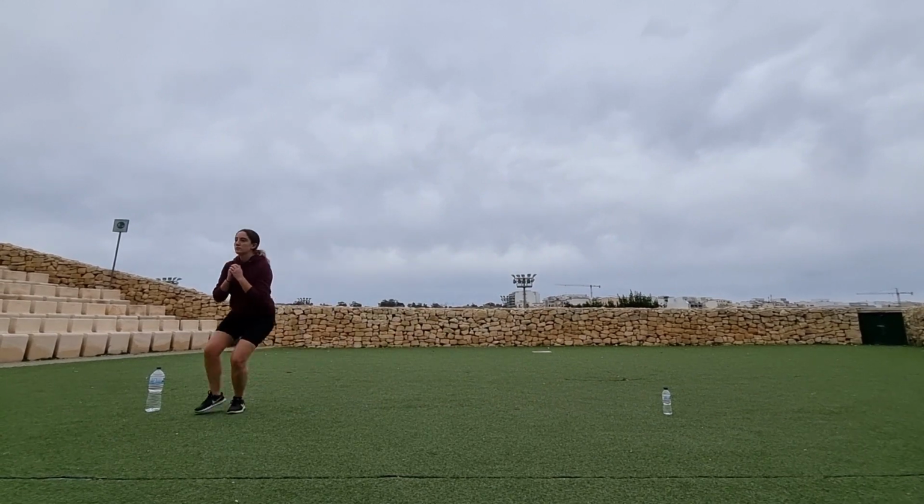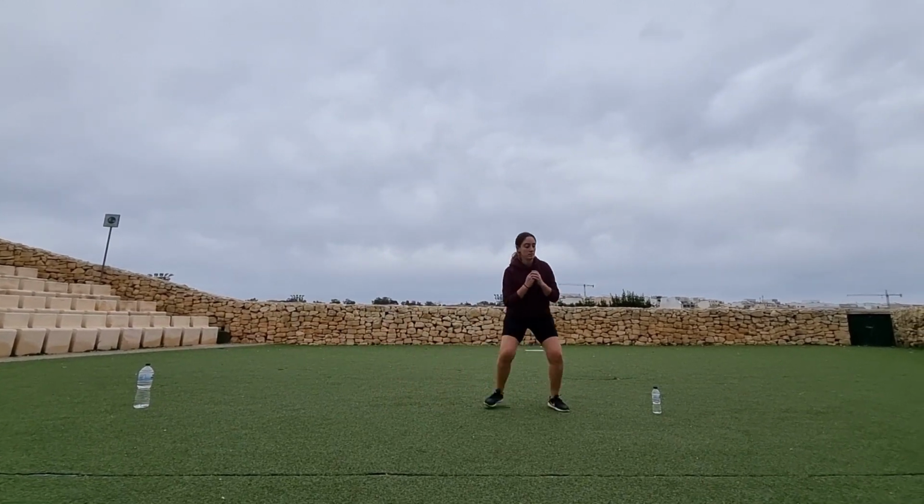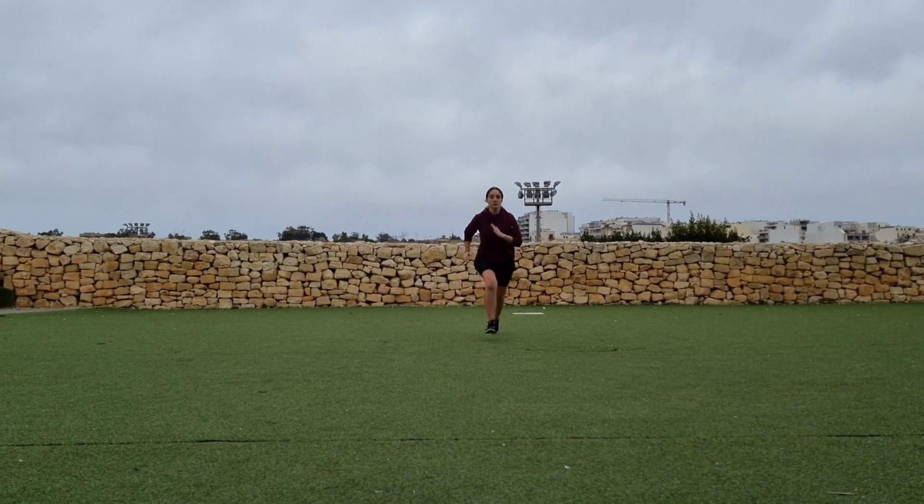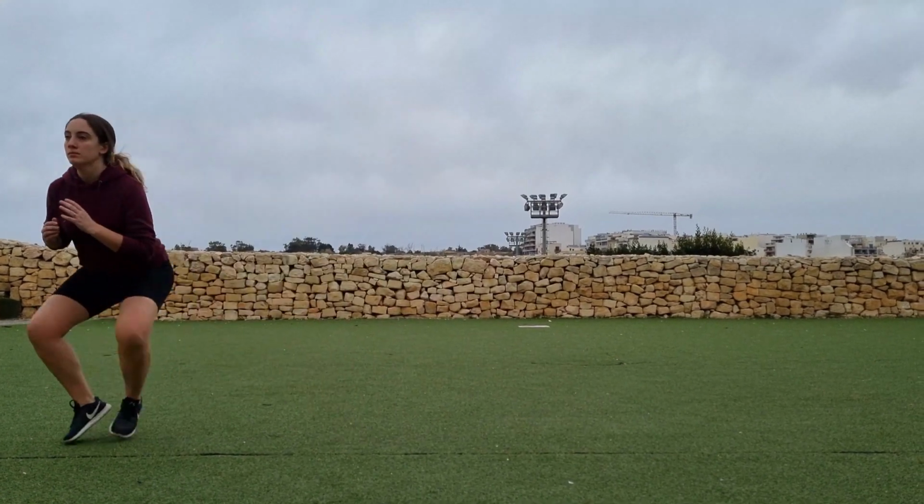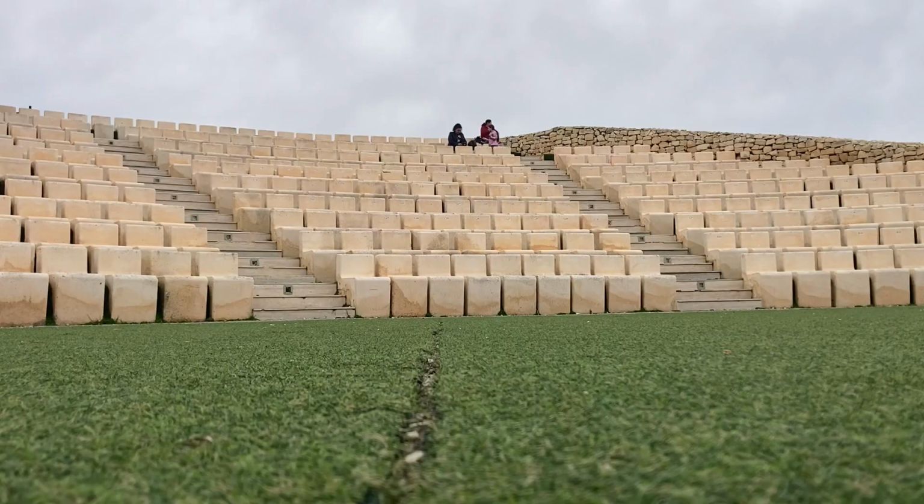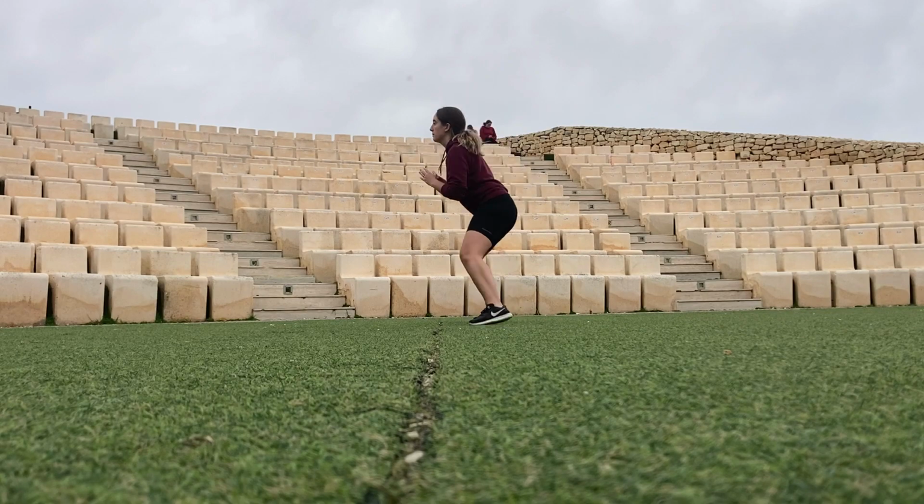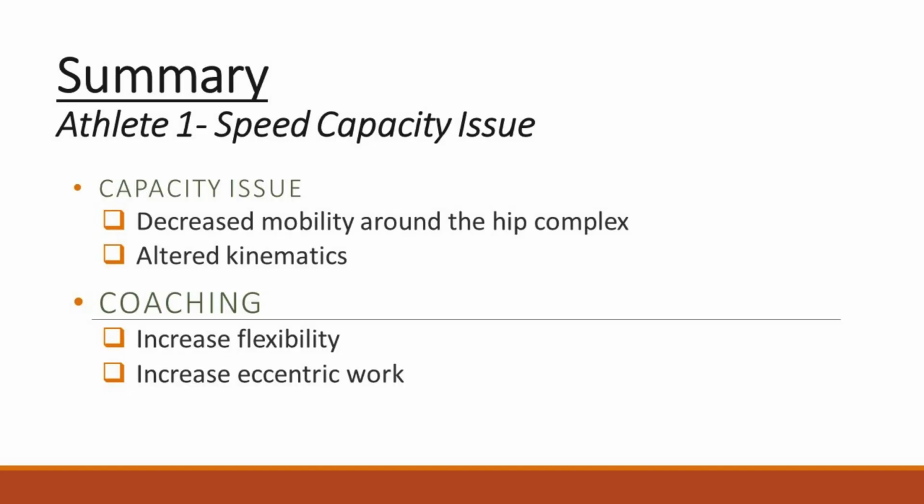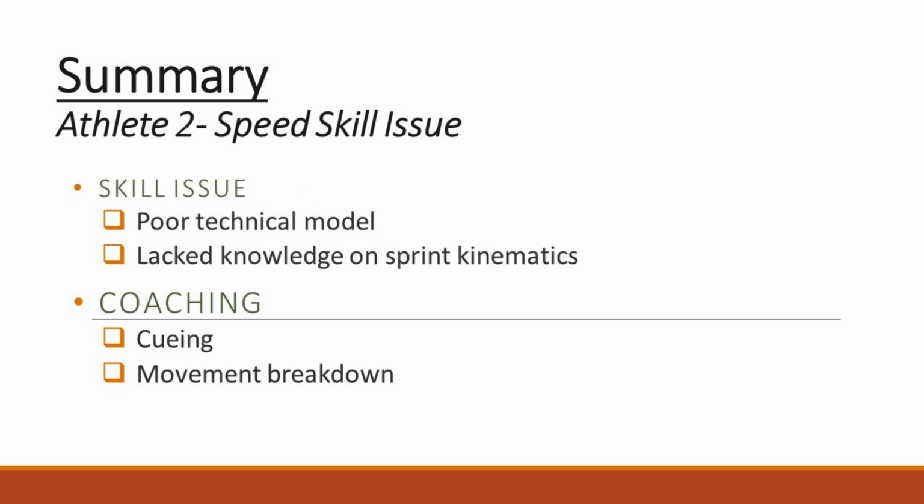To summarize this overview, Athlete 1 presented with a limited capacity during a sprint, mainly due to the lack of mobility around the hip complex. The inclusion of stretches, eccentric work, and specific activity exercises led to improvement in the movement. Athlete 2 lacked knowledge of the sprint kinematics. It is vital to work on cueing and movement breakdown, since with the coaching tips given in a short period, the athlete was able to improve such movement.